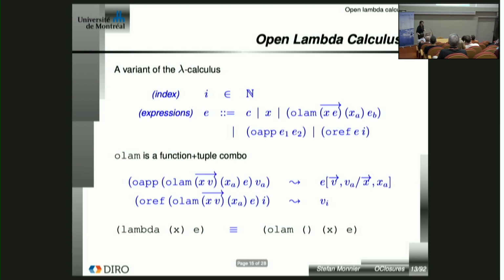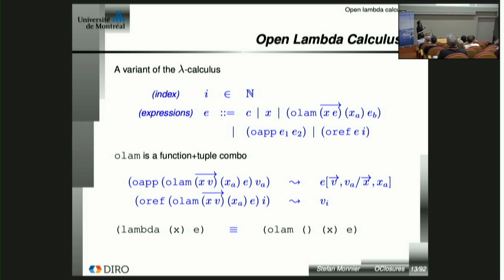So the solution I have is based on this idea of the open lambda calculus. So here at the top, you see the syntax in BNF. It's really just a very minimal calculus, basically the same as the lambda calculus with just one extra construct and the lambda being modified a little bit. So you have constants C, you have variables X, you have the OAP, which is the function call, with just one argument. I kept things simple here. And you have the oref, which is basically the access to a slot in a structure.